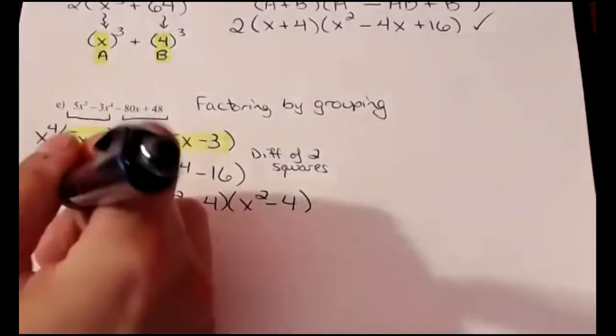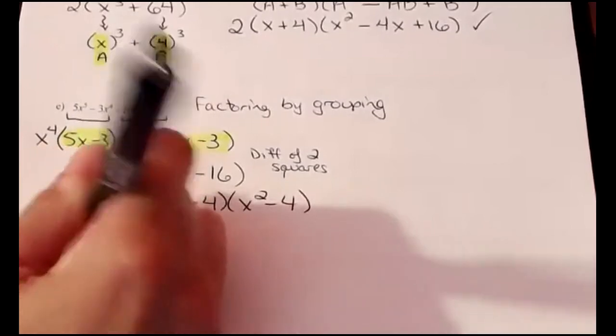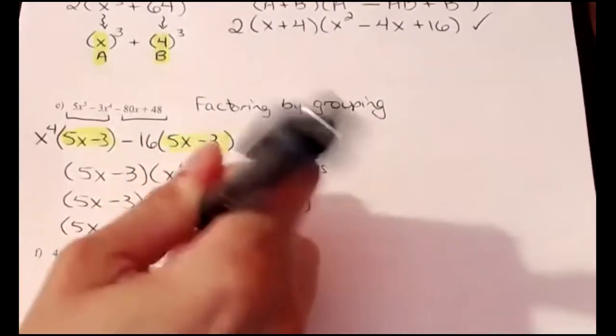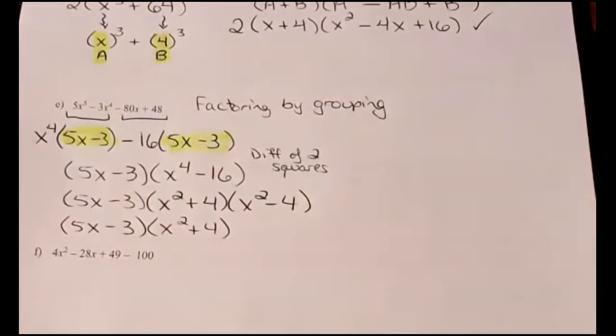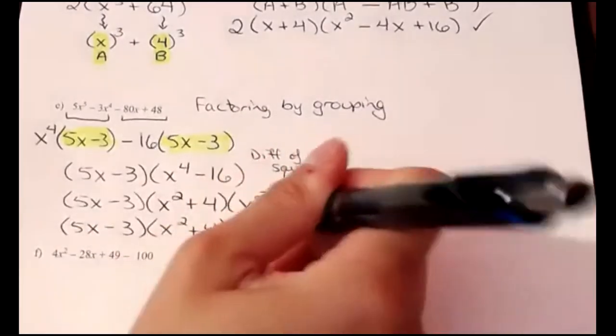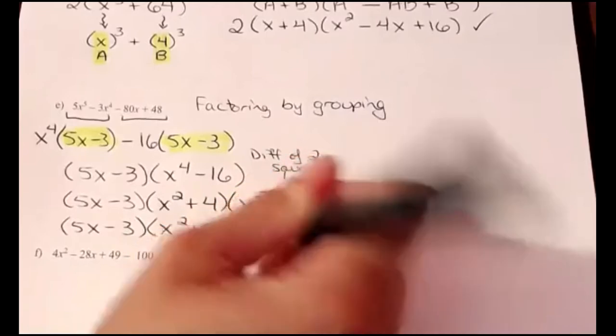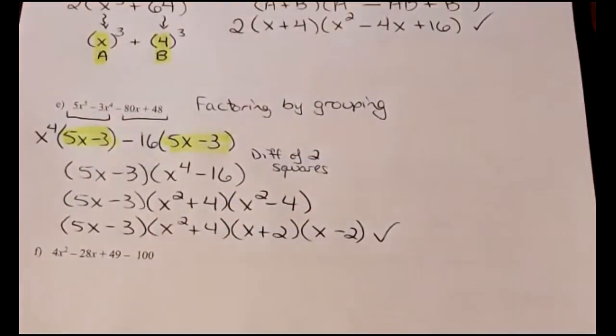So believe it or not, here's your final answer. We've got 5x minus 3, we've got x squared plus 4. And then we break down x squared minus 4. This is the difference of two squares, so that becomes x plus 2, and then x minus 2. Now we have our complete answer.